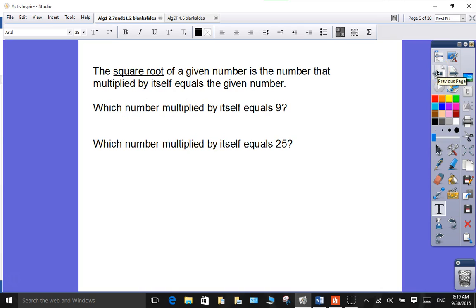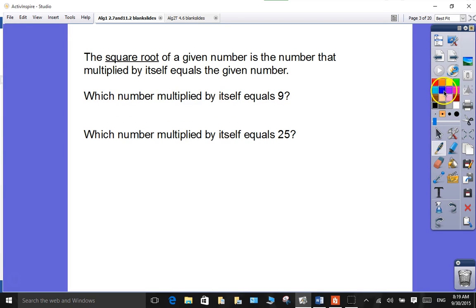So square roots, right? The square root of a given number is the number that when you multiply it times itself, it equals that number. So which number times itself equals 9? 3. You would say 3 times 3 is 9. So that means 3 is the square root. Which number times itself equals 25? 5. Right, that's what we mean by a square root.